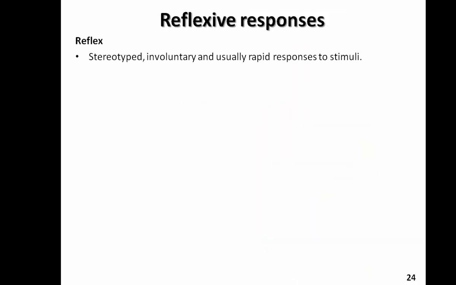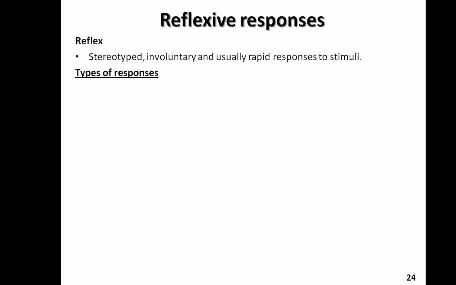Generally, when we talk about reflexes, these are stereotyped, which means that if we apply the same stimulus, we'll get the same response every time. It's involuntary, which means that it's not under direct conscious control, and the connections here for these reflexes are at the spinal cord level, and they usually involve rapid responses to stimuli.